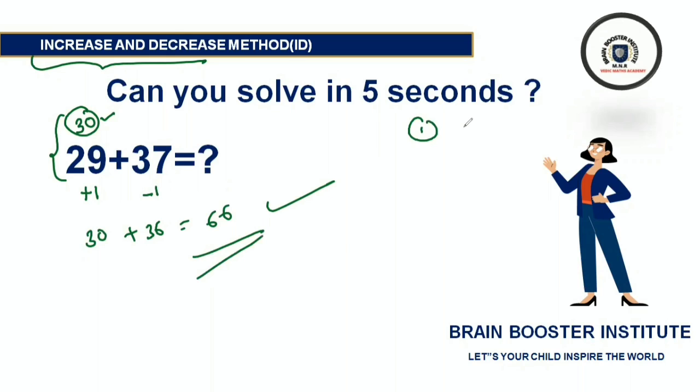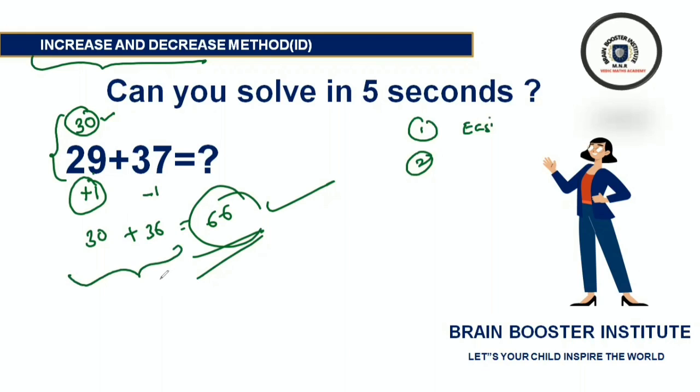So step one, I repeat again. First we need to identify which number is very close to an easier number. The second thing is that the difference from the easier number should be taken. We take the closer number, subtract it from the easier number, and with the same difference we subtract from the other number. Then we get 30 plus 36, which is 66.